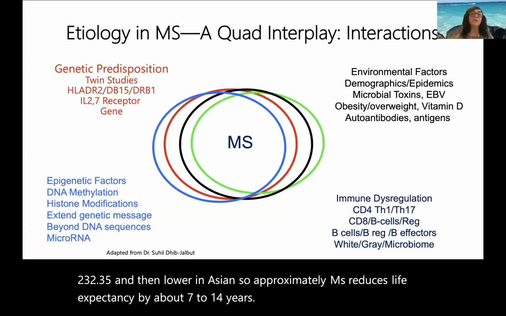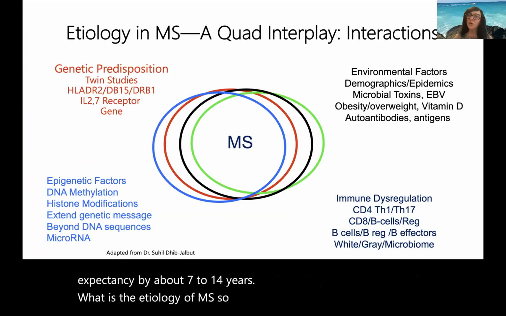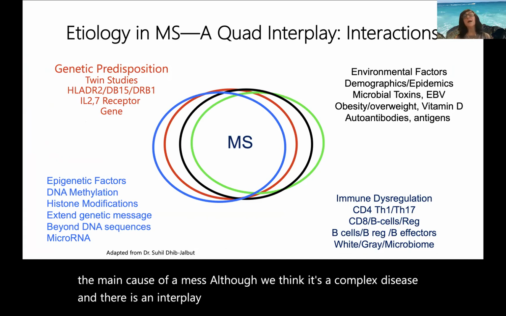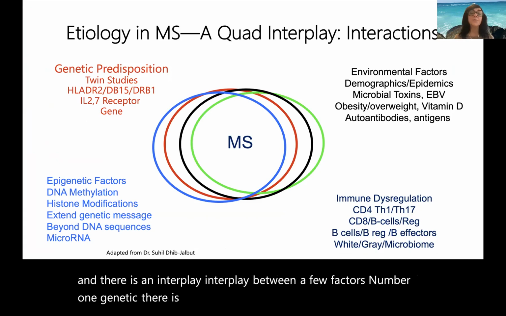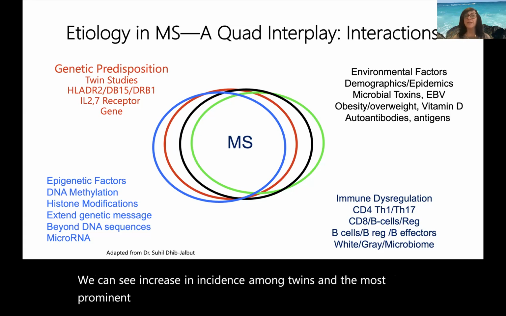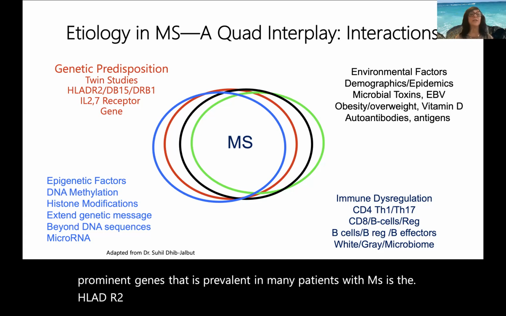What is the etiology of MS? So we still don't know in 2022 what is the main cause of MS, although we think it's a complex disease and there is an interplay between a few factors. Number one, genetic. There is a genetic predisposition to have the disease. We can see an increase in incidence among twins, and the most prominent gene that is prevalent in many patients with MS is HLA-DR2, which is involved in immune regulation.